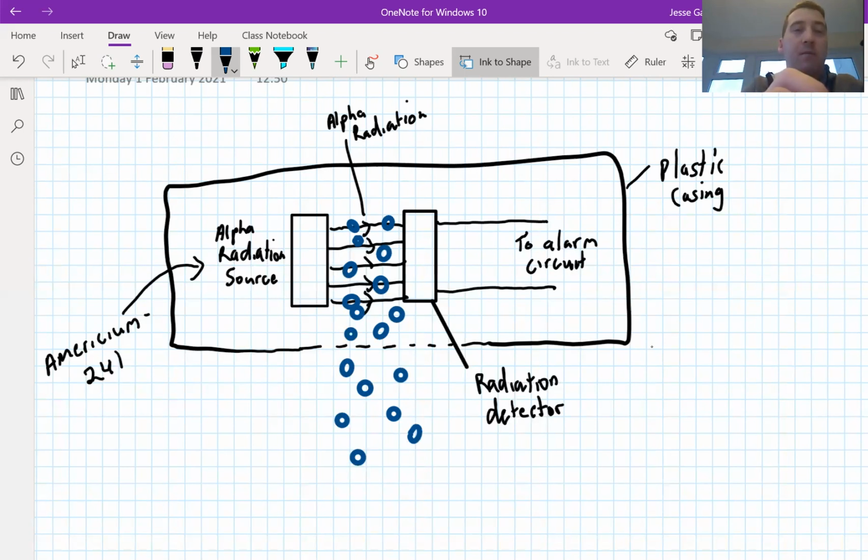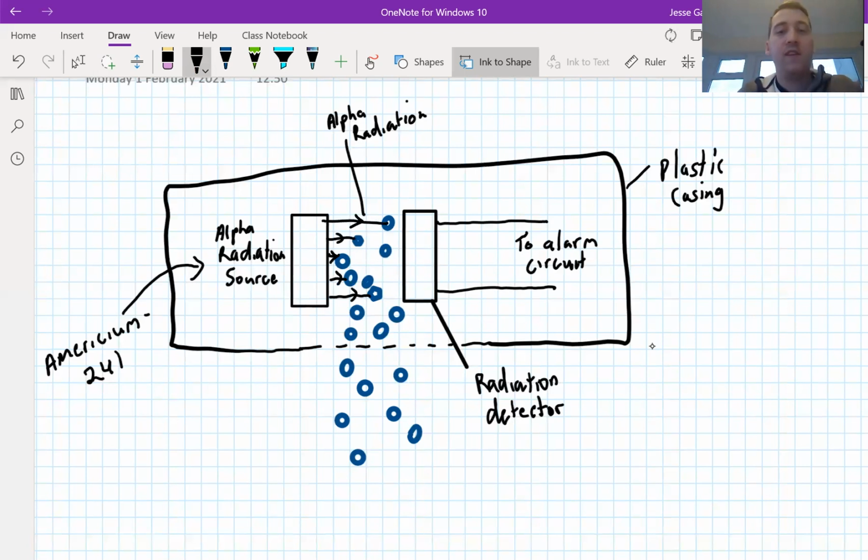And what begins to happen is that the alpha particles, because remember, alpha particles are the lowest penetrating radiation, which means they can be stopped by air, by thin sheets of paper, for example. So smoke particles are enough to block them from ever reaching the detector. They still travel, but they get blocked.